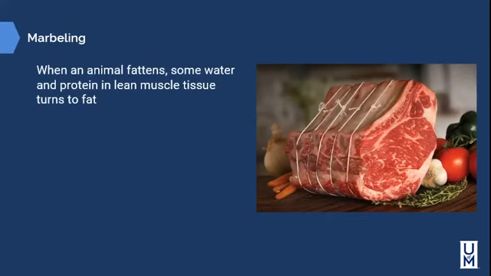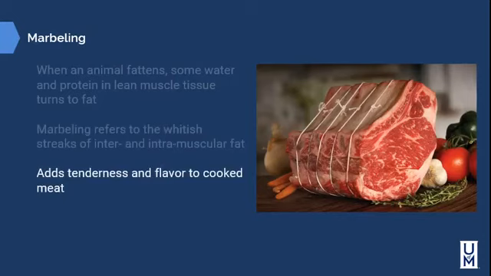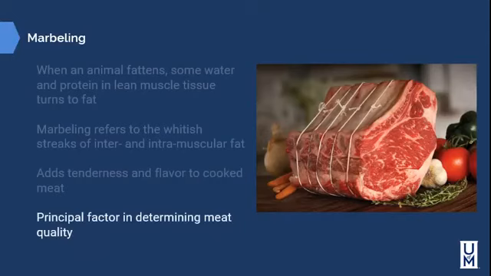And speaking of muscles and fat in particular, let's talk about marbling. Marbling is when an animal fattens, and some water and proteins in lean muscle tissues turn to fat. Marbling refers to these whitish streaks of inter- and intramuscular fat. It adds tenderness and flavor to cooked meats, and is a principal factor in determining meat quality. The amount of intermuscular fat, or marbling as we call it, is going to determine the grade of the beef, being either select, choice, or prime.